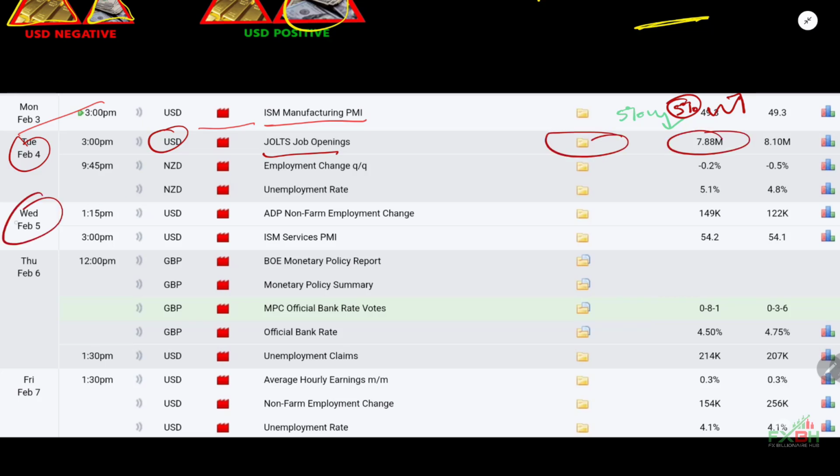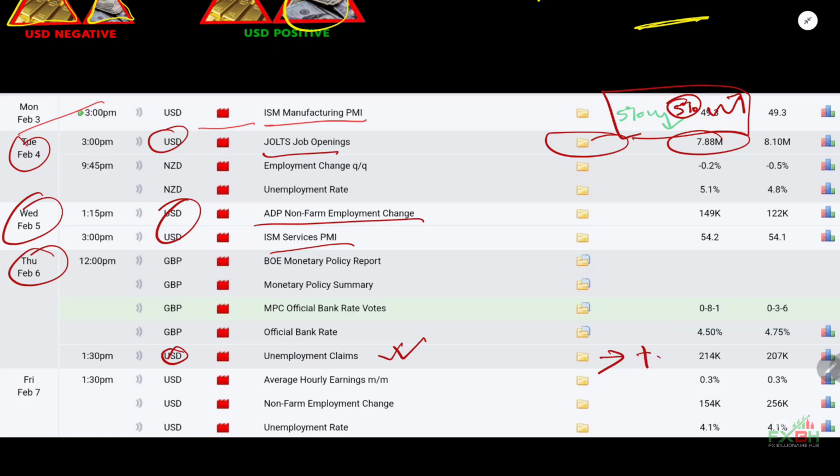Another one is Wednesday, we have two news: ADP non-farm and ISM services PMI, with the same theory as before. And on Thursday we have one USD news, unemployment claims. This is very important news for traders, for us, so we have to keep our eyes on that news also. If data comes with positive, we will sell gold. If data comes with negative, we will buy gold.